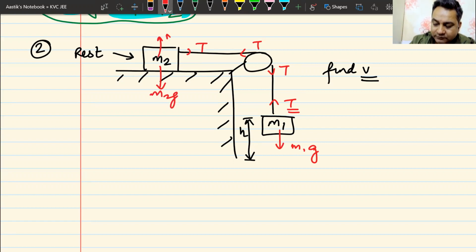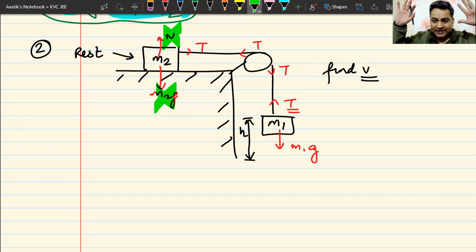and this N. Now we all understand that the work done by this normal reaction would be 0 because the block is going like this. Work done by this weight will also be 0. Yes or no? Do we understand this? Can I have a raise of hands that we understand this?